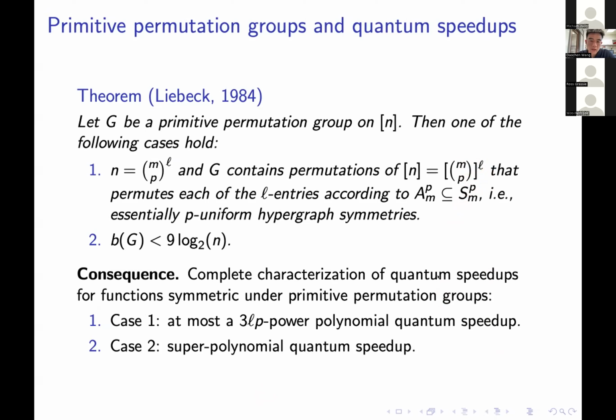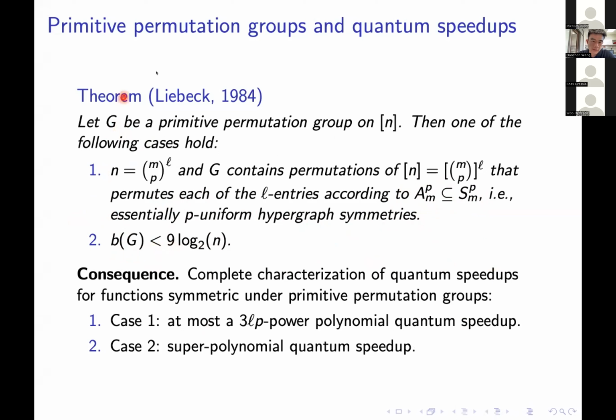For the purposes of this talk, you can pretty much think of A_m as essentially the same thing as the p-uniform hypergraph symmetries. For experts, it is the subgroup of S_m that contains the even permutations. So that's the first case. The second case is the case where the base size of G is essentially small, of order log n.